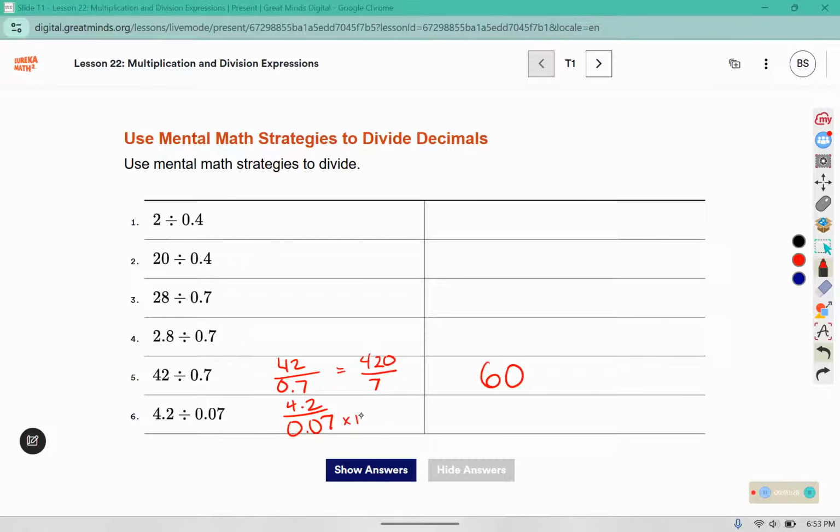So if I multiply by 100, that gives me 420 and 7, because it moves the decimal 2 spots. This one I only multiplied by 10, which moves the decimal 1 spot. So this one is also 60. You can think about 28 divided by 7 and 20 divided by 4 with some of those mental math strategies to help you solve 1 through 4.